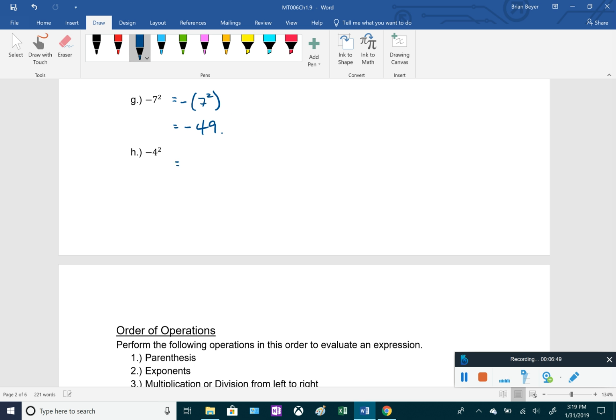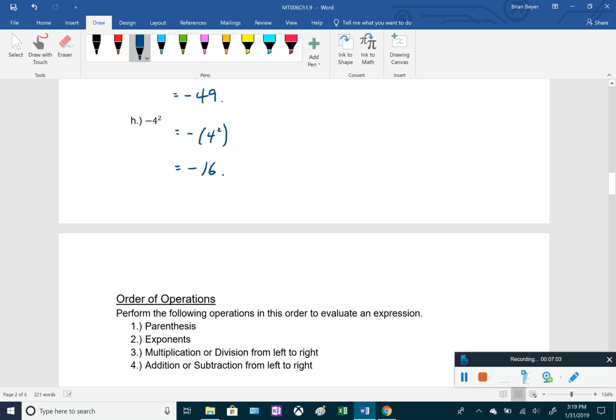And then for negative 4 squared, this is negative and then 4 squared. 4 squared is 16, so this is negative 16. So you can see the difference that the parentheses makes around it.